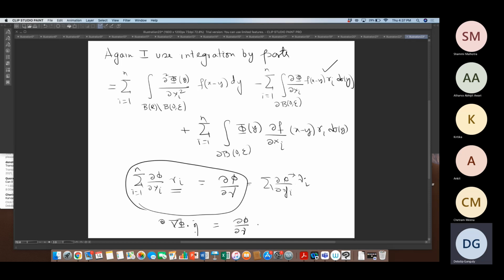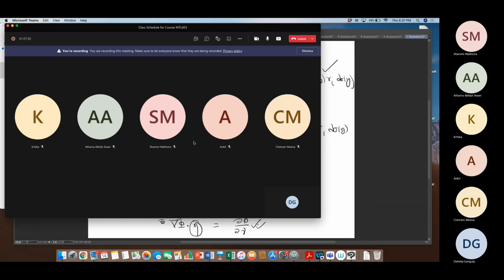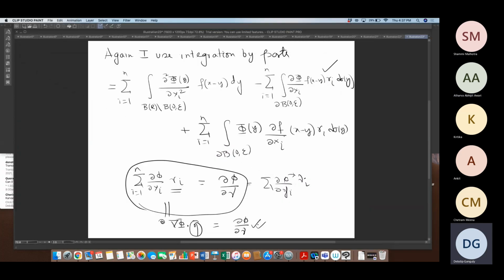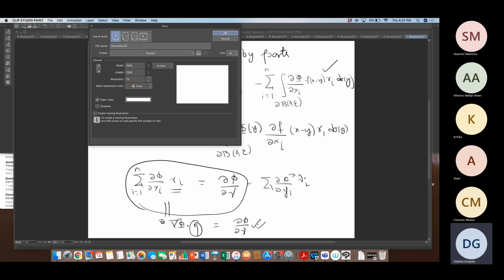What is the gradient of phi dot nu? This is nothing but del phi by del y dot nu_i. What does it mean? The gradient vector dot nu. That means you take the projection of the gradient vector along nu, that is the directional derivative del phi by del nu. Yes or no? Is that clear? Ankit, Atharva, clear? Shammi, clear? Yes. Okay.